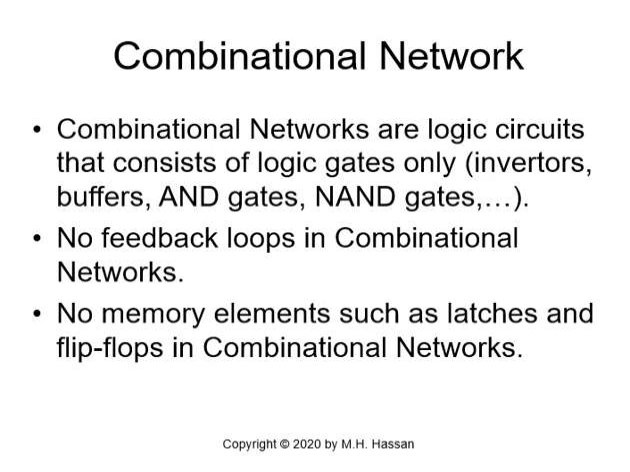What's a combinational network? A combinational network is a logic circuit that consists of logic gates only. So the circuit may consist of inverters, buffers, AND gates, NAND gates, etc. There are no feedback loops in combinational networks, and there is no memory element such as latches and flip-flops. Because if there are latches and flip-flops, the network becomes non-combinational and it becomes a sequential network.